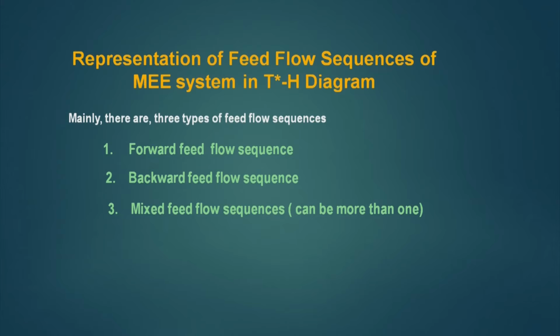Now, let us see how a TH diagram of a multiple evaporation system will look like when it goes through different feed flow sequences. I should explain this, that an evaporator can be run with different feed flow sequences. And what are those feed flow sequences? Forward feed flow sequence, backward feed flow sequence and mixed feed flow sequence. And when I say mixed feed flow sequences, there can be more than one such sequence.